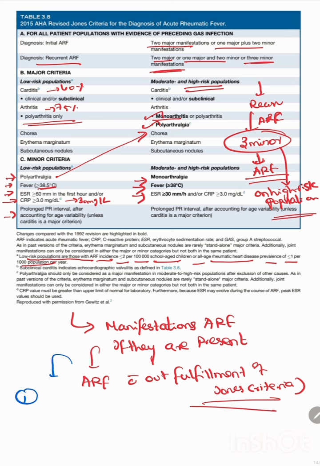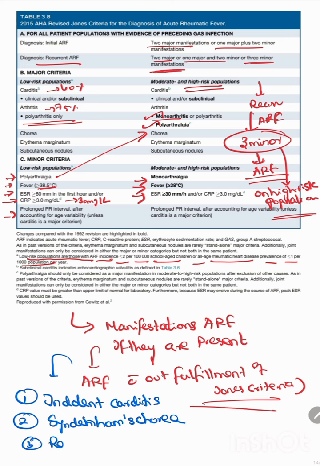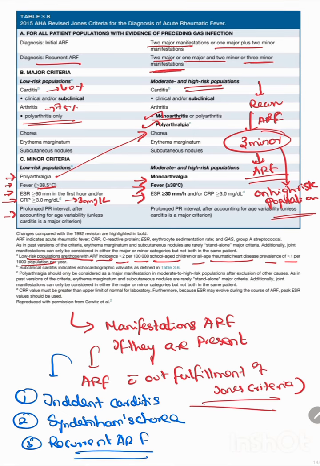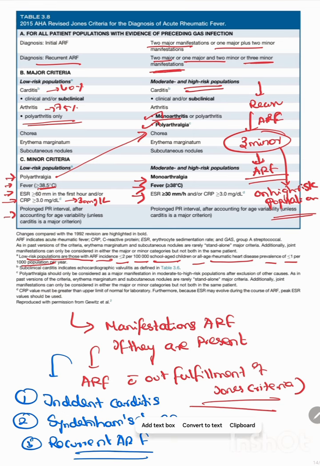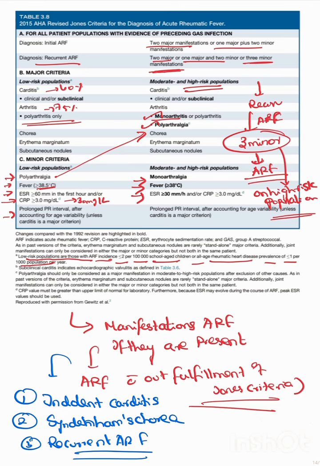These are: number 1, indolent carditis, Sydenham's chorea, and recurrent acute rheumatic fever. If the patient is having recurrent acute rheumatic fever, Sydenham's chorea, or indolent carditis as described below, they need not fulfill the other criteria of the revised Jones criteria. You can label them as acute rheumatic fever. Thank you.